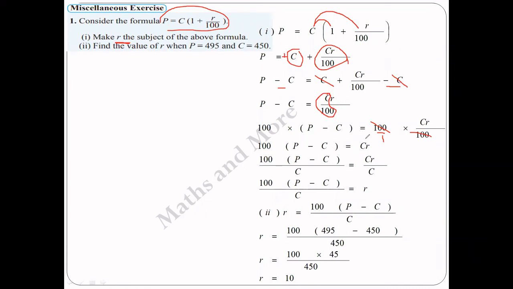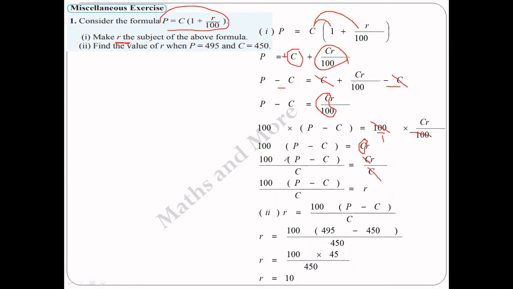Now only C is the unwanted term here. C multiplied by R is CR. So divide left and right by C. And the other thing I have to remind you: you can't cut this C with this C. Can you cut? You can't cut. These two terms are within brackets, and there's a term outside also.